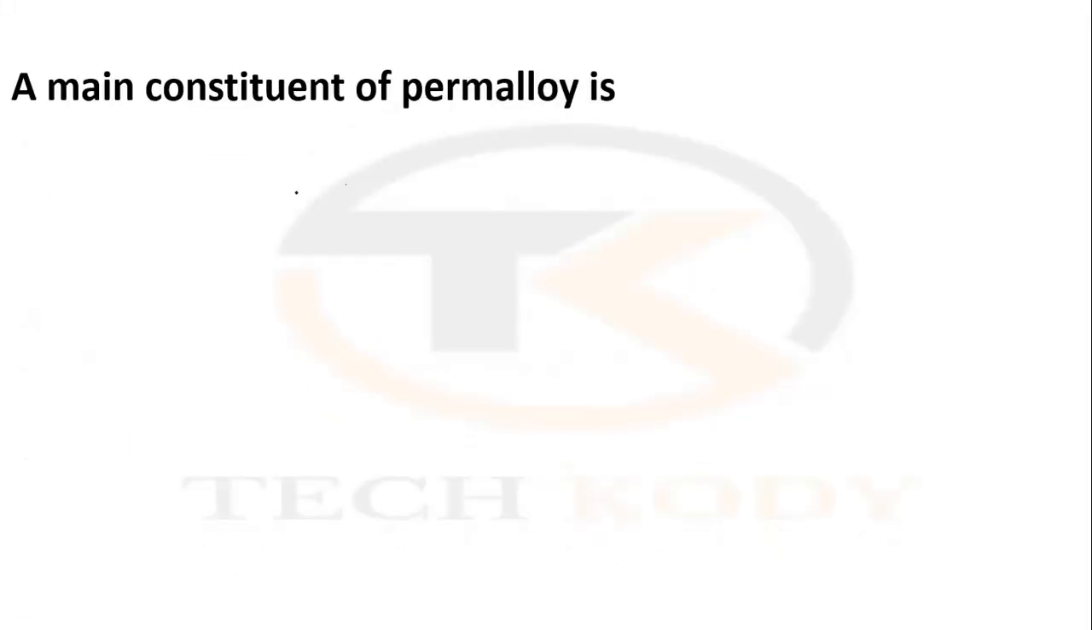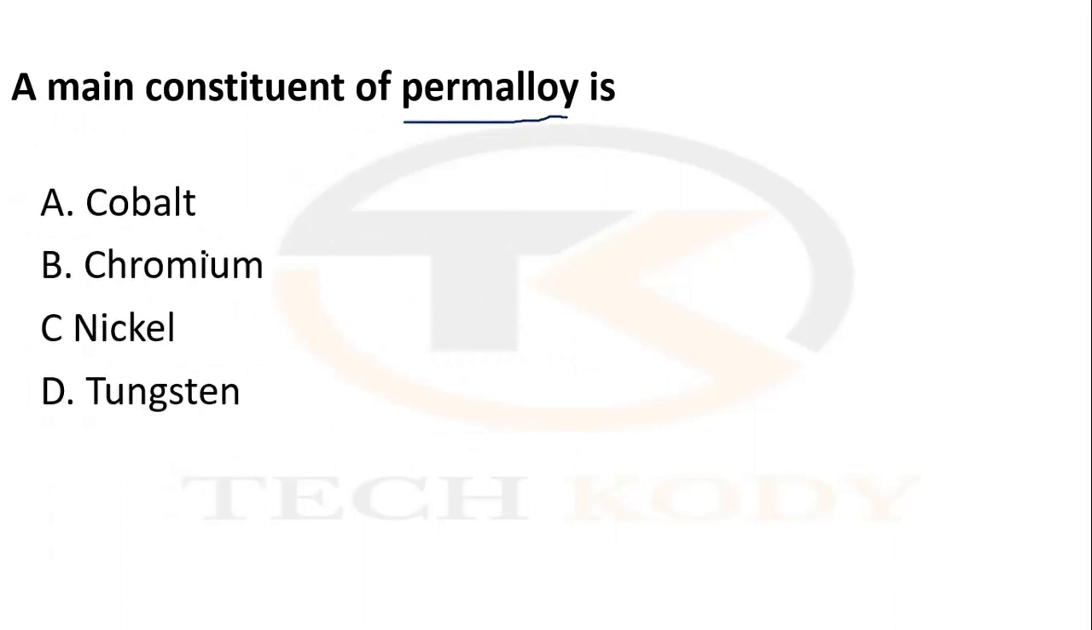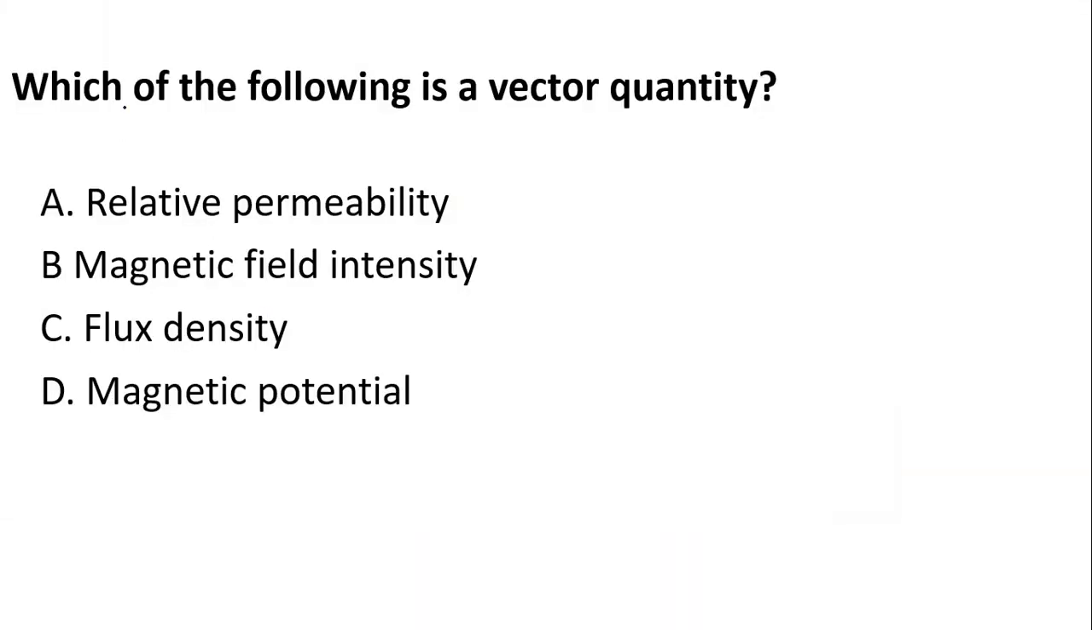The main constituent of permalloy, the options are cobalt, chromium, nickel, and tungsten. It is nickel. Which of the following is a vector quantity? The options are relative permittivity, magnetic field intensity, flux density, and magnetic potential. The magnetic field intensity is a vector quantity.